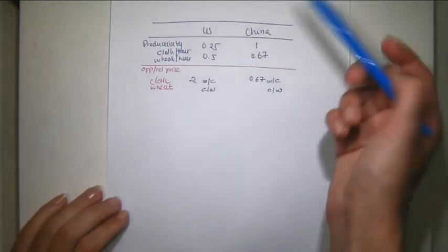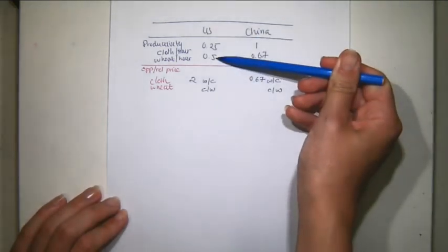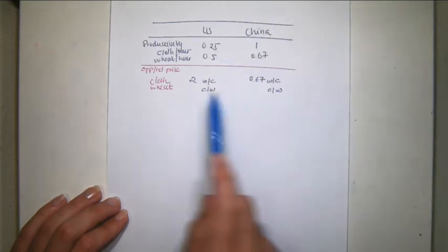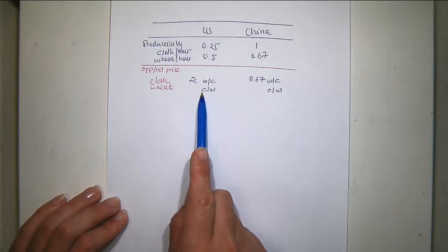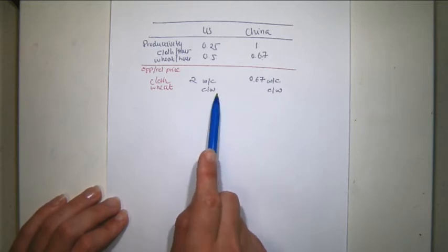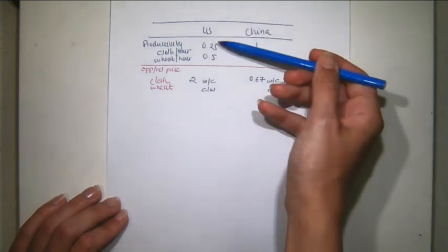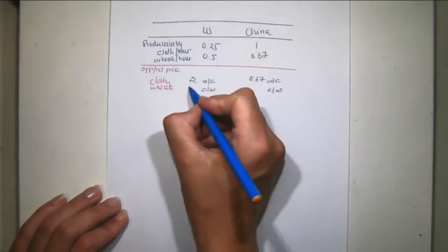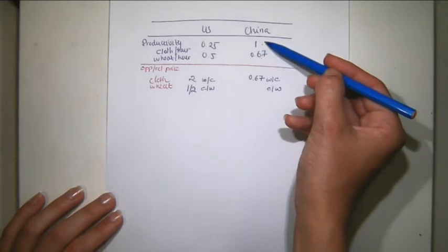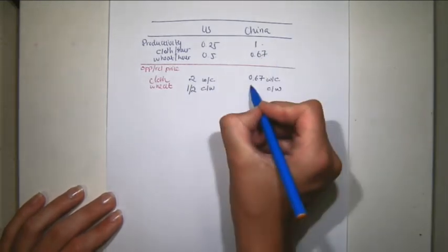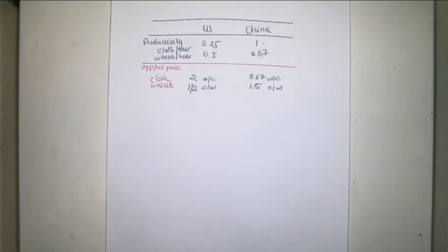Same thing for the wheat. So in this case, we're dividing the cloth by the wheat. Why? Because we're valuing wheat in terms of cloth. How many units of cloth do we have to give up to produce an additional unit of wheat? So 0.25 over 0.5 is 1/2. So we need to give up half a unit of cloth to produce an extra unit of wheat. And here, cloth over wheat, 1 over 0.67 is approximately 1.5. So we have to give up 1.5 units of cloth to produce 1 unit of wheat.